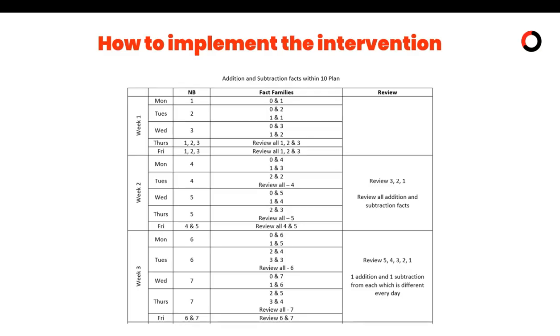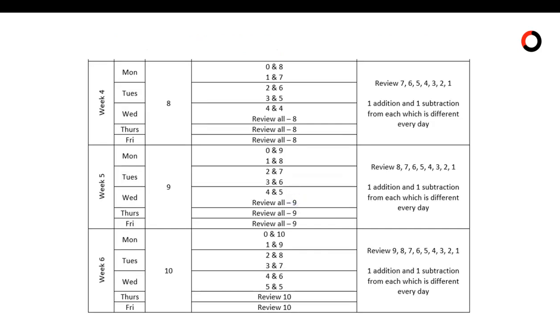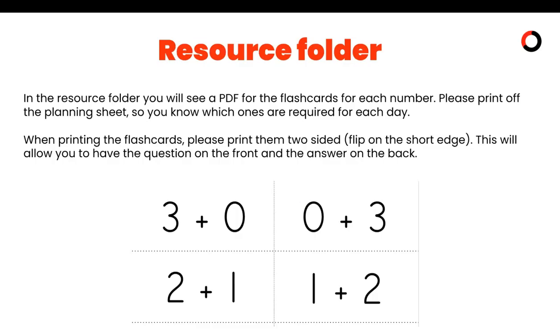You'll also find in the resource folder implementation guidance. So this is week 1, 2, and 3, 4, 5, and 6. You'll also find a PDF for the flashcards for each number. Please print these off with the plan sheet so you know which ones are required each day. When printing the flashcards, please print these two-sided, which is a flip on the short edge. This will allow you to have the question on the front and the answer on the back.